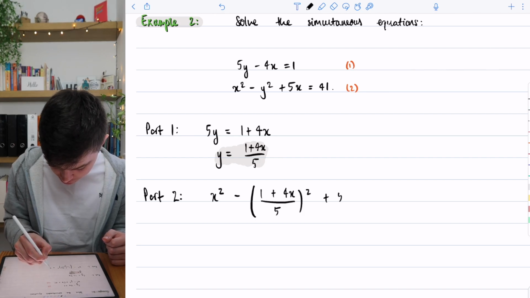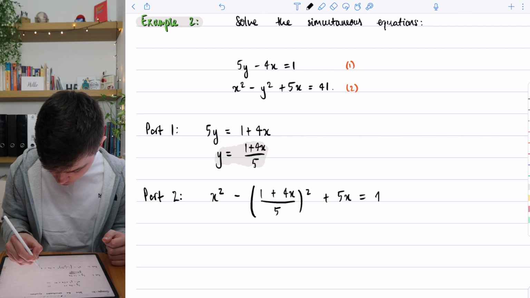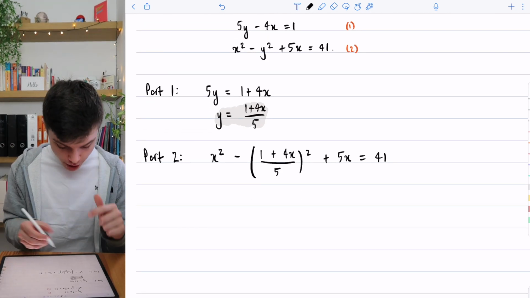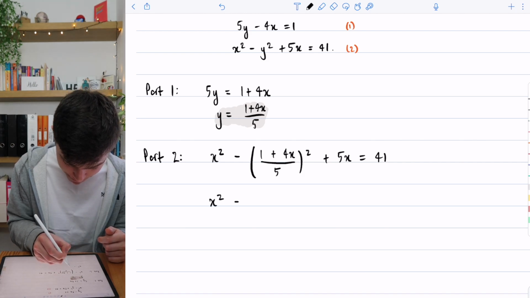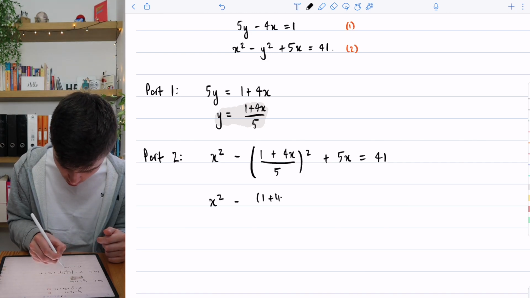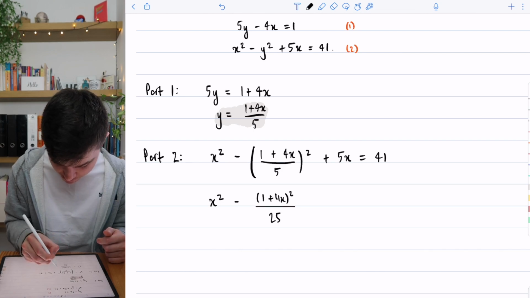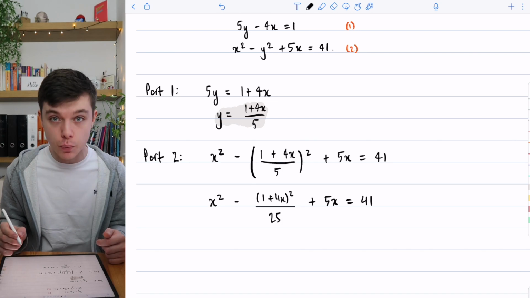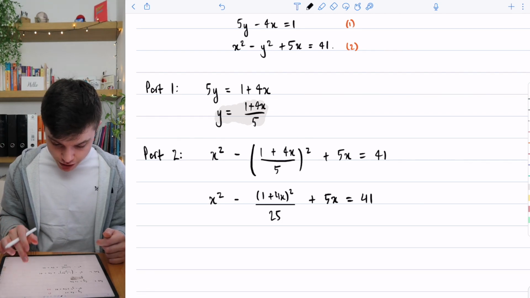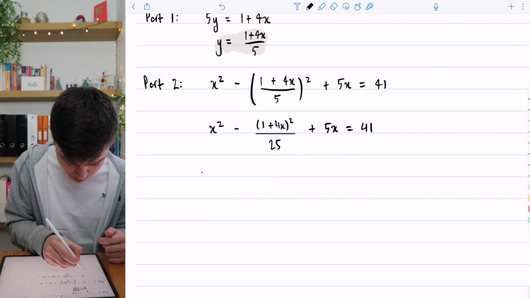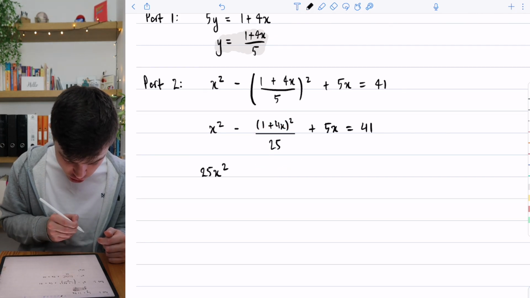Square that. Plus 5 times x is equal to 41. I'm then going to square top and bottom there. I'm going to have x squared minus 1 plus 4x squared over 5 squared, which is 25, plus 5x is equal to 41. Then, I'm going to get rid of this 25 on the bottom, and to do that, I'm going to multiply everything by 25.